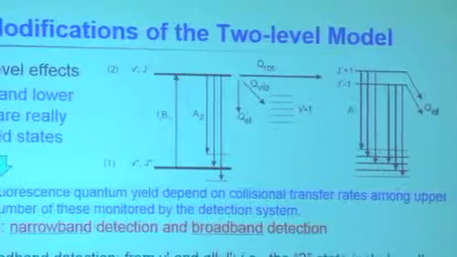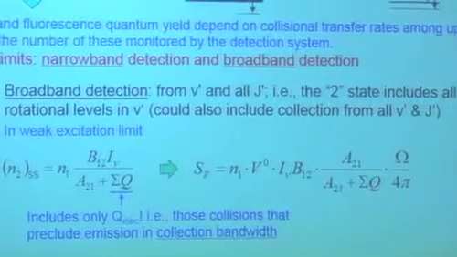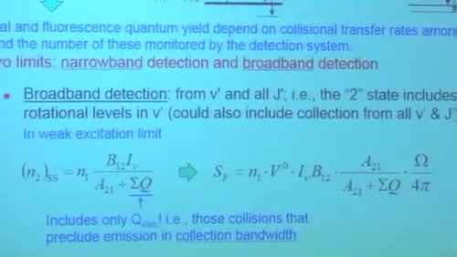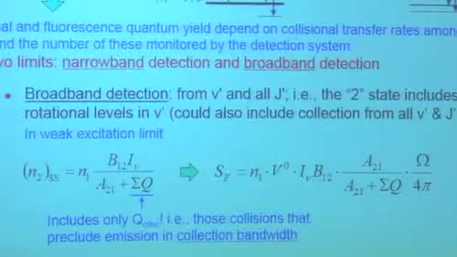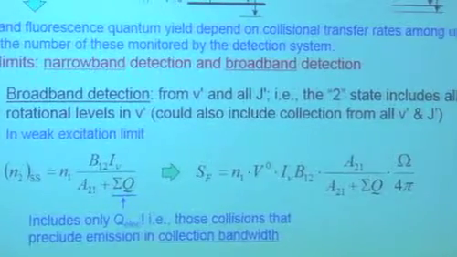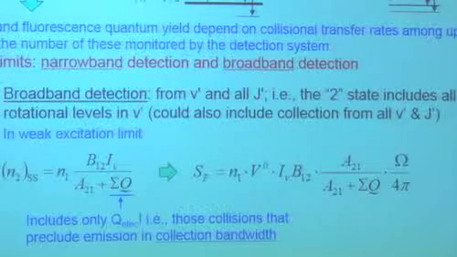I'm going to collect a lot more photons. I go back to the same equation. Now, what's the summation of Q? Q is then the sum of the Q's that take me away from the observed bandwidth. And if I collect all the emitted light, it's only Q electronic. So I get my signal back.